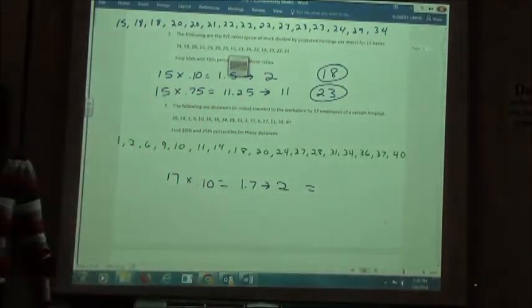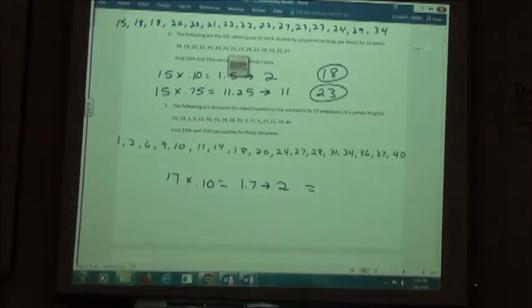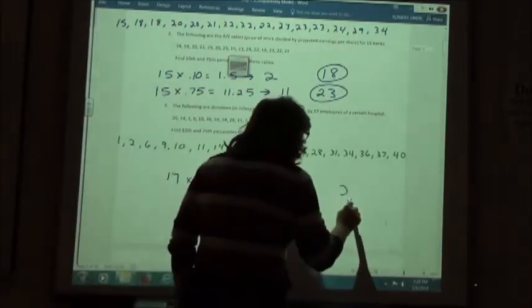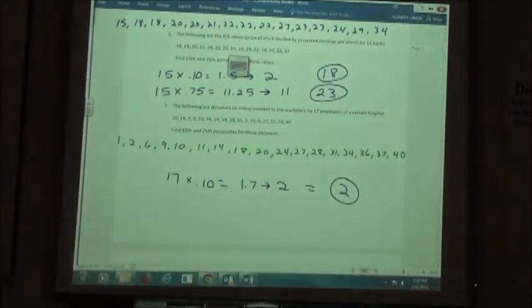So I'm going to pick the number that's second on my list. Which number is second on my list? 2. So 2 is in my 10th percentile.